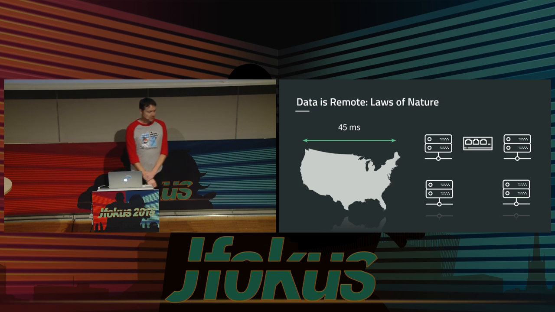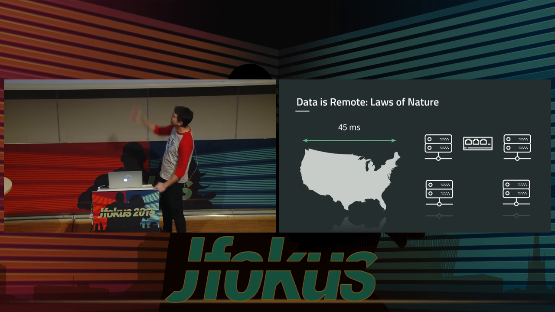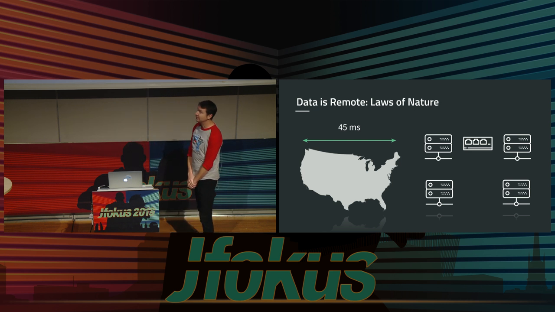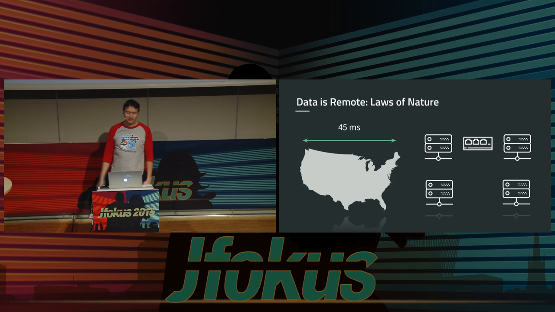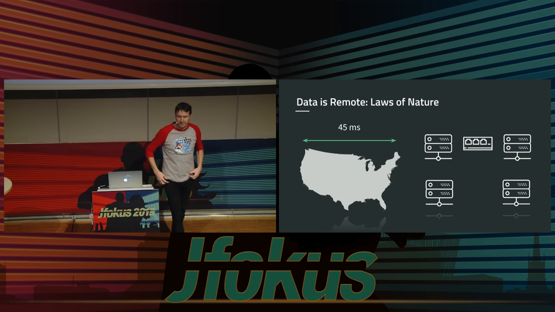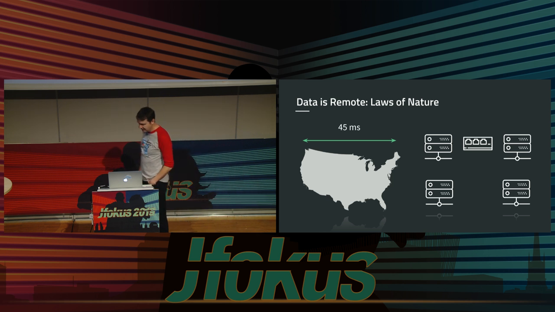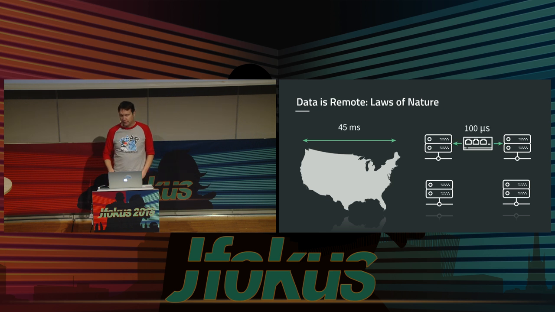Okay, so let's go to the next point. Data is somewhat remote. And here I have a picture of the United States. So if I have one server in, say, San Francisco and another one in New York, that's obviously not low latency, because the speed of light takes 45 milliseconds if you're running fibers, which is slower than microwave links, for example. So we can't use that. So let's go to the other extremes. If you see the part on top, then we have two Linux servers connected via a router or a switch. And if you make that really fast, you can do it in 100 microseconds, but that's orders of magnitude too slow.